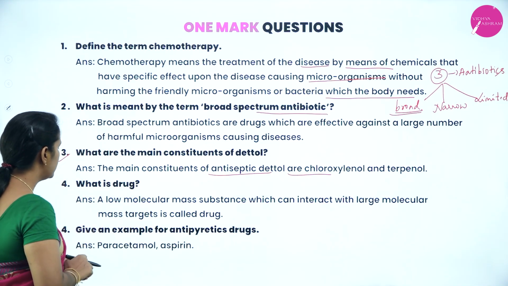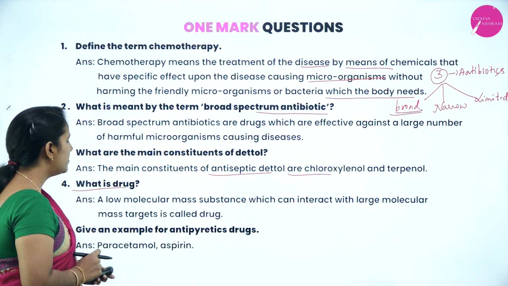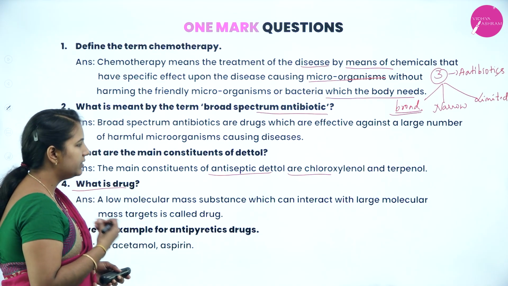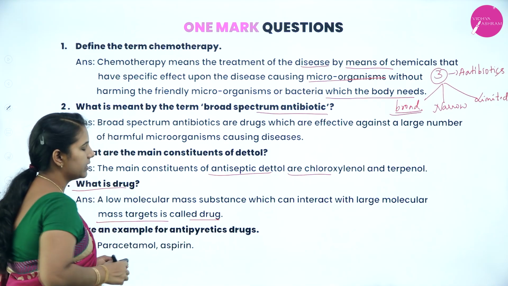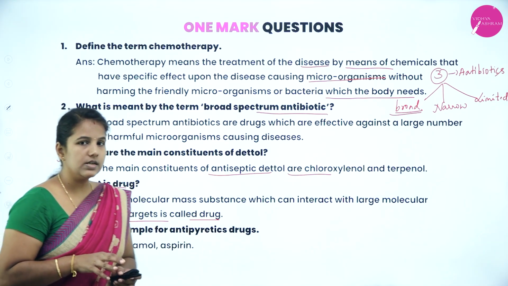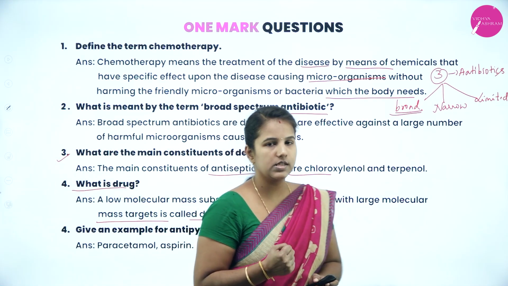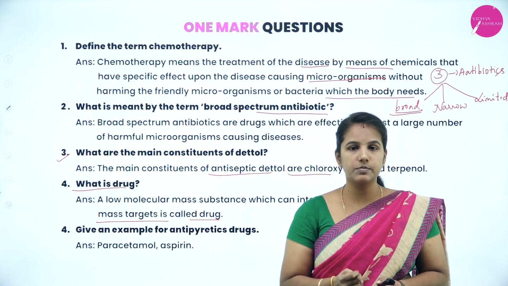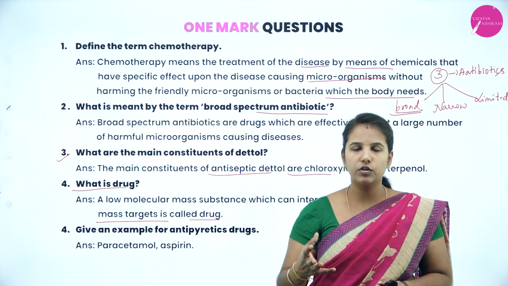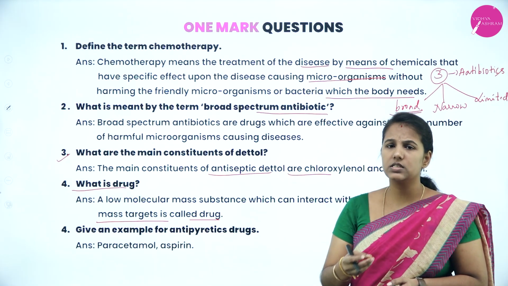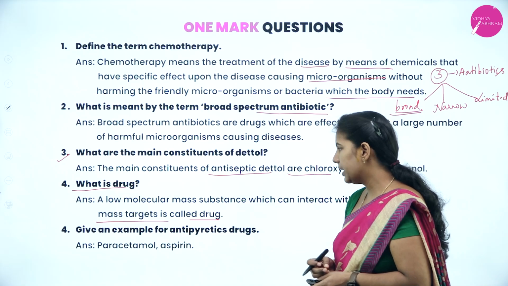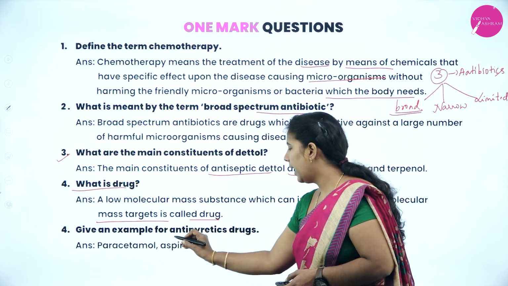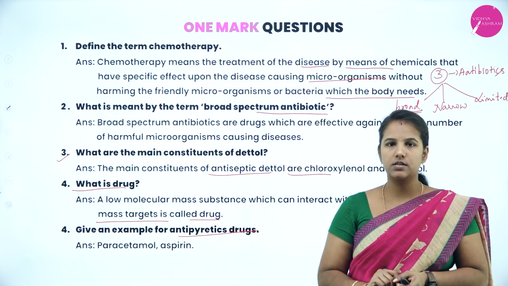Okay. Next, what is a drug? A low molecular mass substance which can interact with a larger molecular mass target, which we call as what? Drug. So drugs are molecules with a low molecular mass. They can go and interact with a larger target which has high molecular mass, that is said to be a drug. Okay.